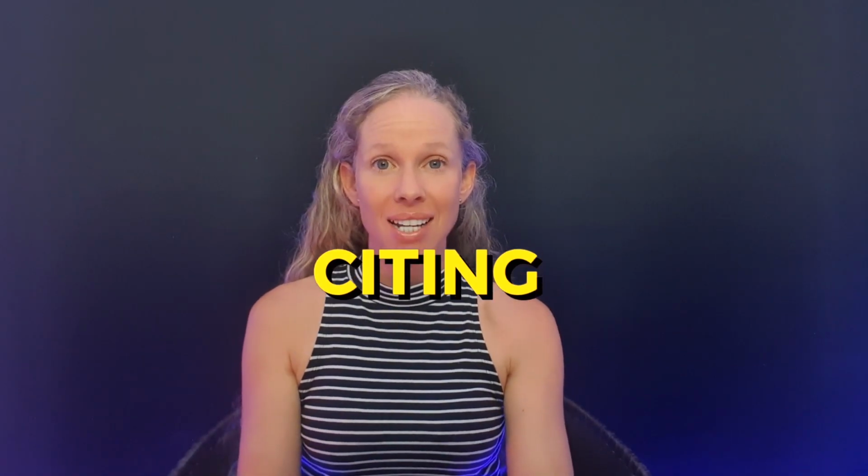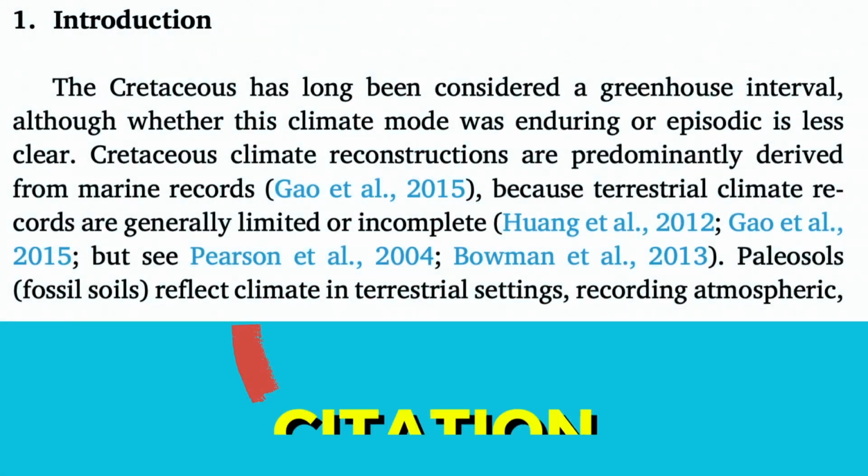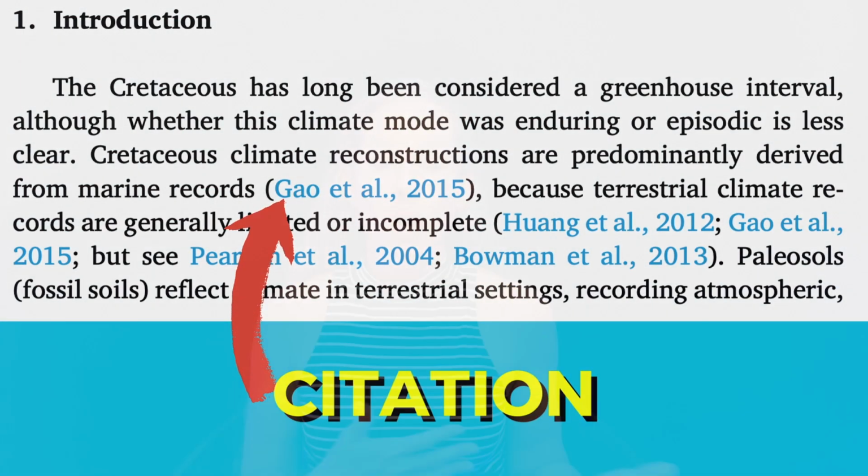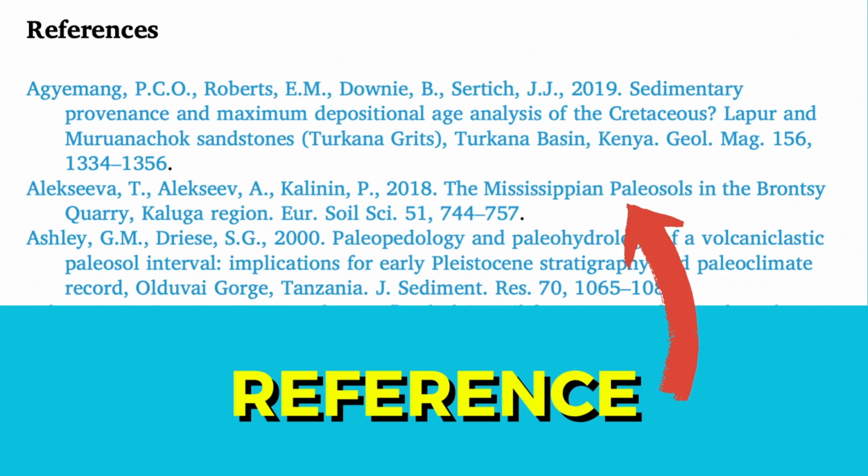When I first learned how to cite, I didn't understand the difference between citing and referencing. A citation is an in-text reference to your source of information, whereas a reference is all the detail about that source that goes at the end of your work in a reference section that can also be called a bibliography.